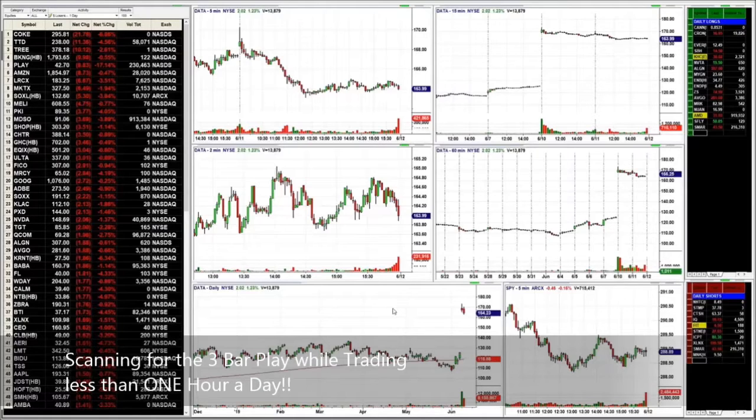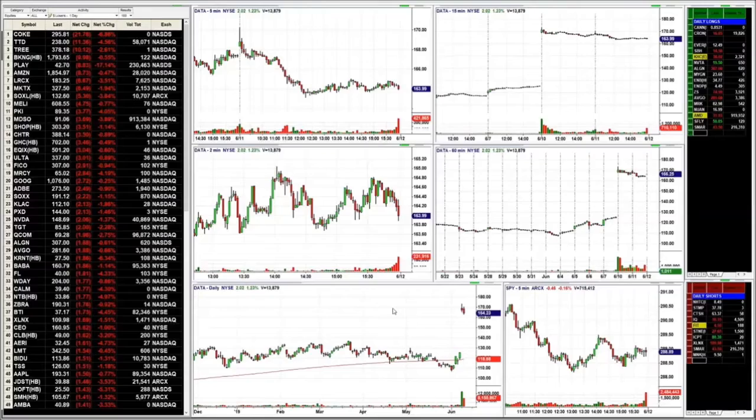Where is it gapping from? Where is it gapping to? Is it too extended? How many days up or down is it? Is it gapping over a red bar, under a green bar? Is it gapping near support? Is it gapping near resistance? Okay, what is above it? What is below it? Is it showing relative strength or relative weakness to the market? Does it have big institutional volume? All of these are questions you're going to be asking. And then this will happen.